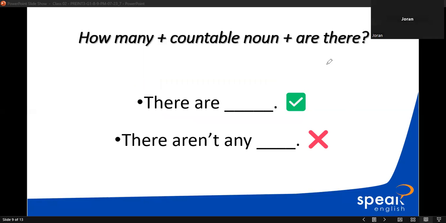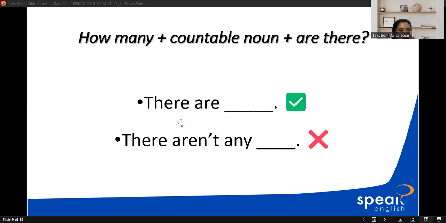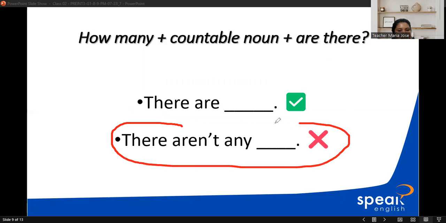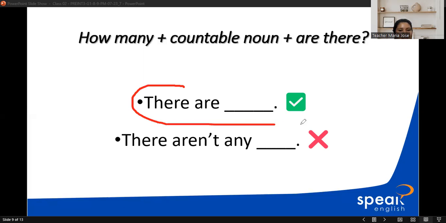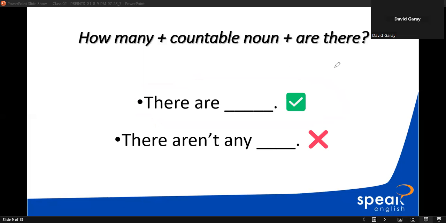There are 3 carrots. Okay. Another negative, Francisco? There aren't any bananas. Excellent. Another affirmative, David? There are oranges. Oranges. Excellent. There are oranges.